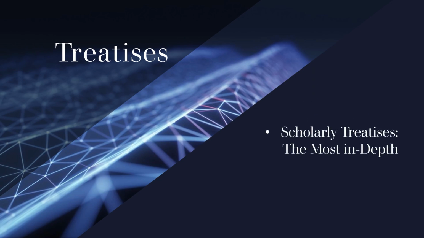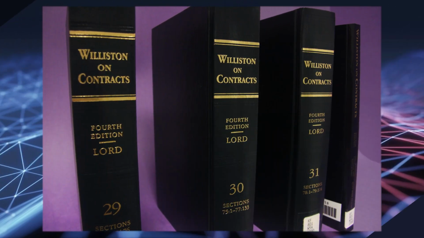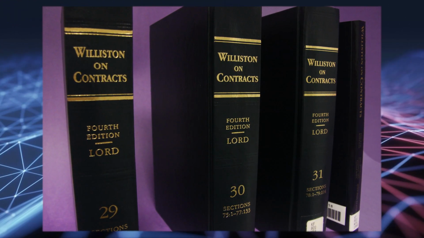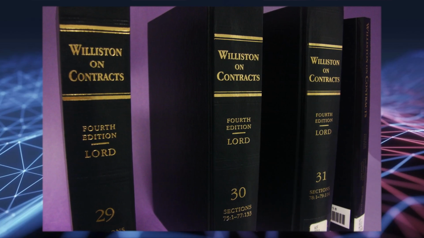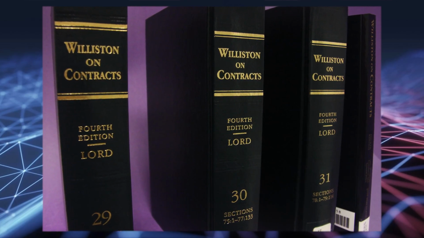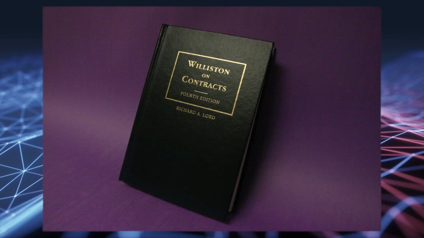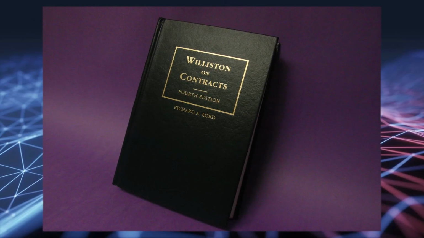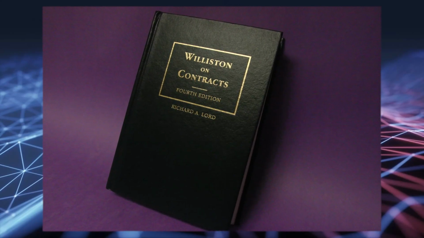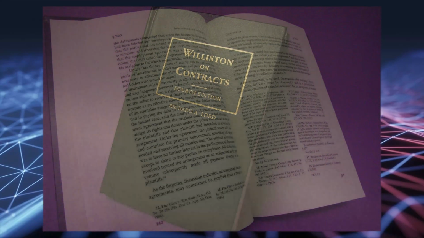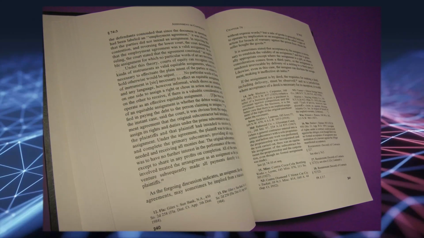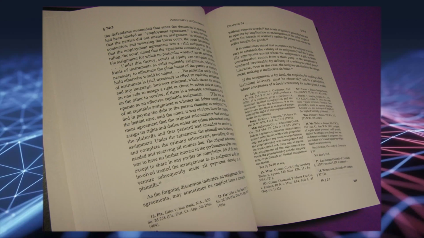These books can go into such detail that they often span several volumes. There's no clear definition for what makes a treatise scholarly, though one clue you're dealing with that genre is if the name of the author of the first edition of the book is part of its title, such as Williston on Contracts.